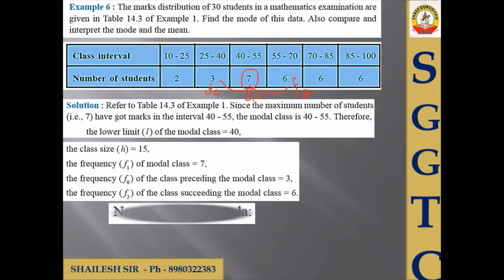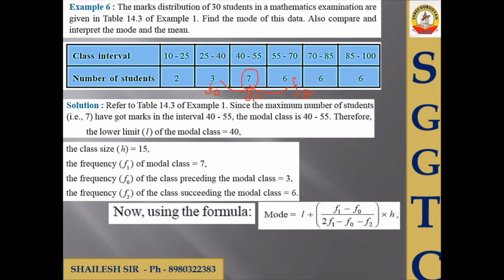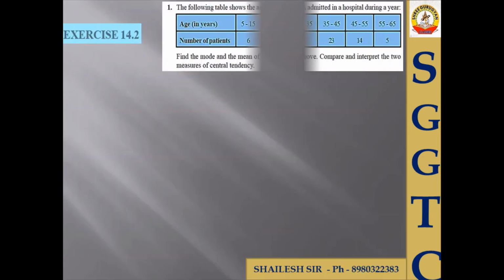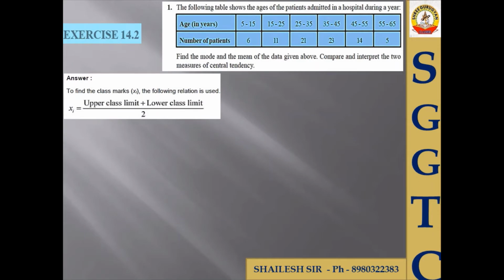And after that, going to the formula. Our formula is simple: L plus (F1 minus F0) upon (2 times F1 minus F0 minus F2), into H. Put all values in and further calculate. Sure, students, you get the answer 52. Yes, only 52. Now continue. Question number 1.